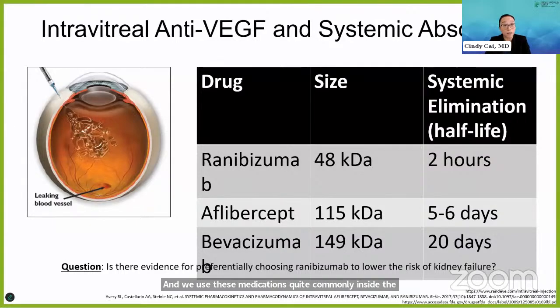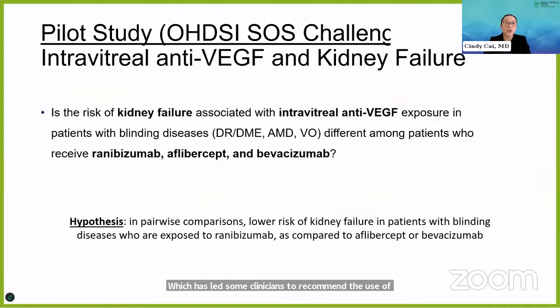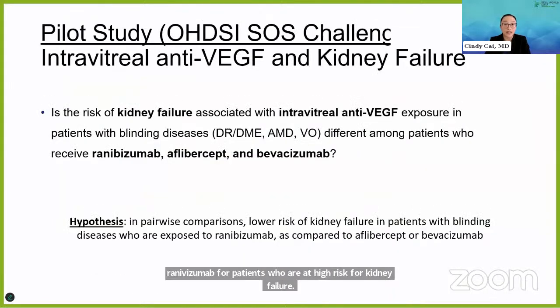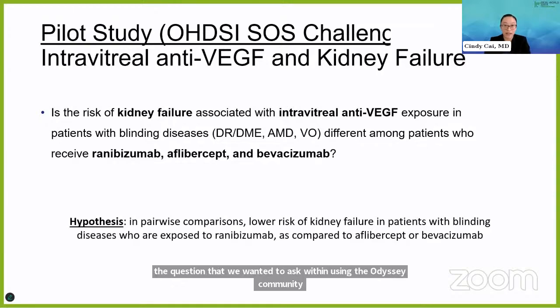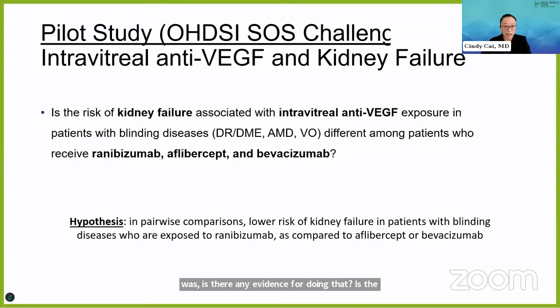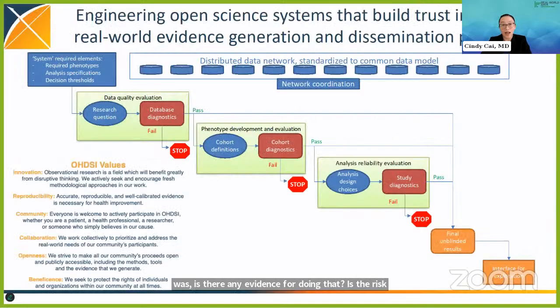But the systemic absorption between these three medications is very different. It's highest with bevacizumab and aflibercept, and the least with ranibizumab, which has led some clinicians to recommend the use of ranibizumab for patients who are at high risk for kidney failure. So the question that we wanted to ask using the Odyssey community was, is there any evidence for doing that? Is the risk of kidney failure different between patients who use ranibizumab, aflibercept, and bevacizumab?